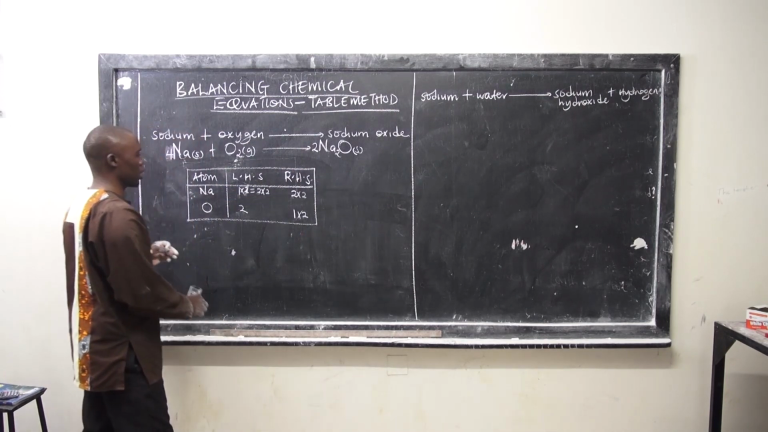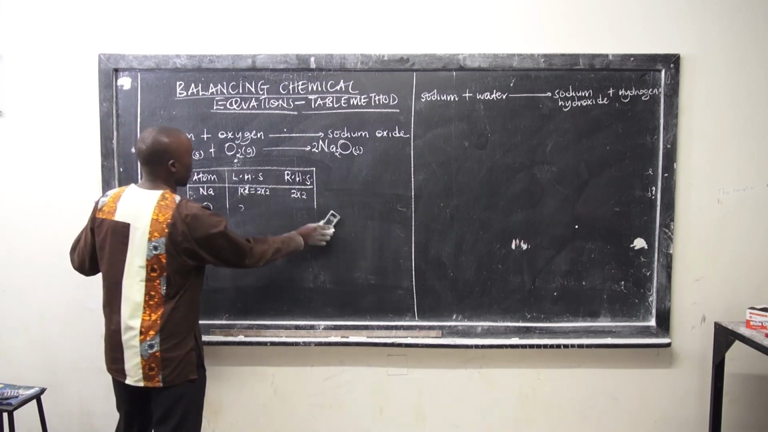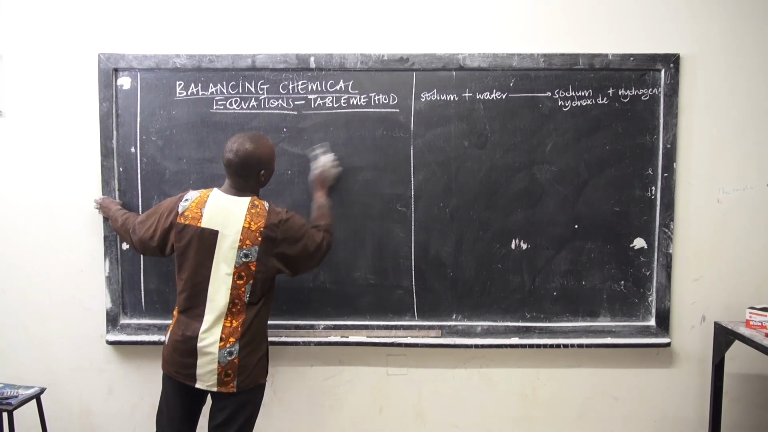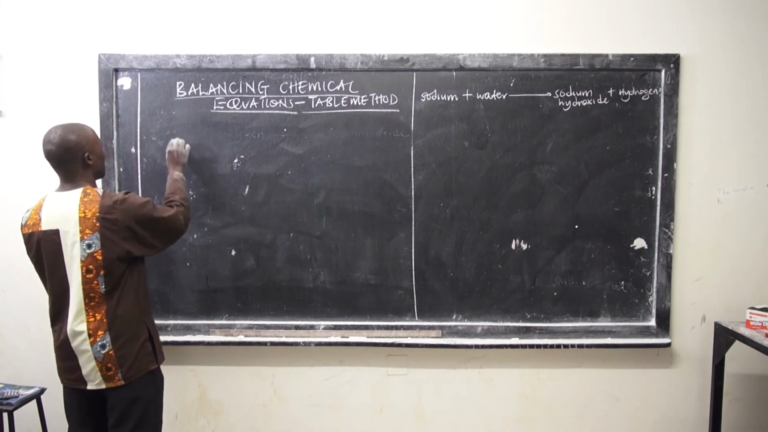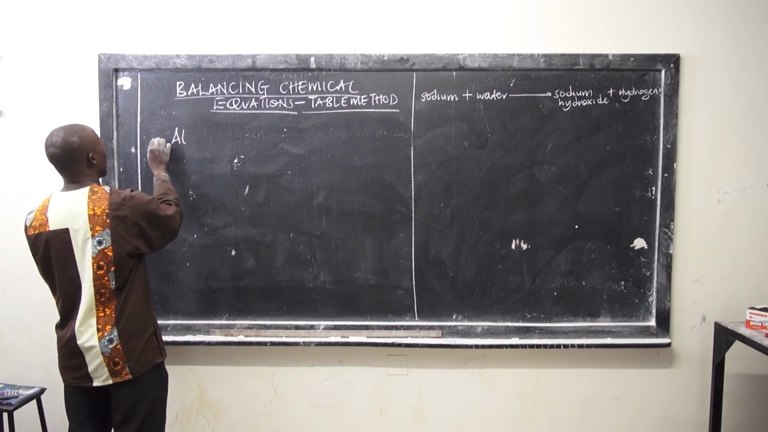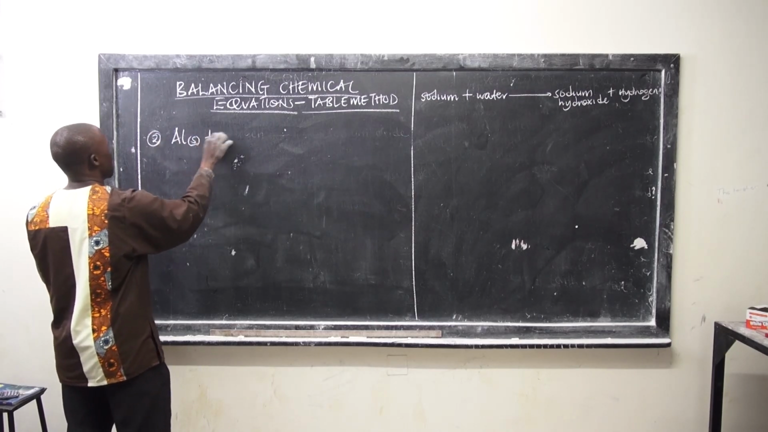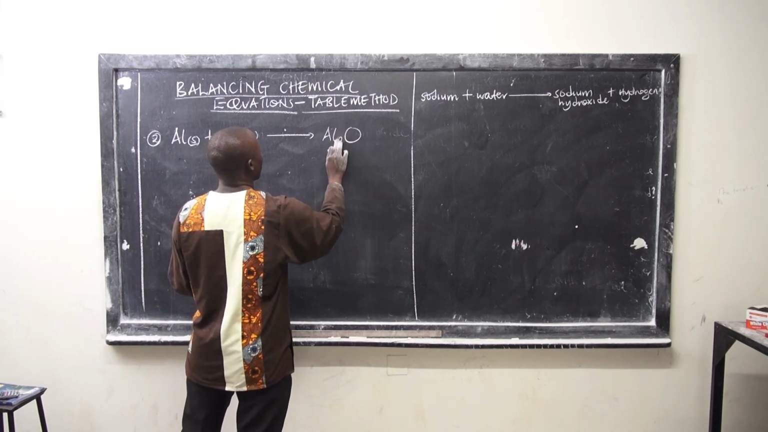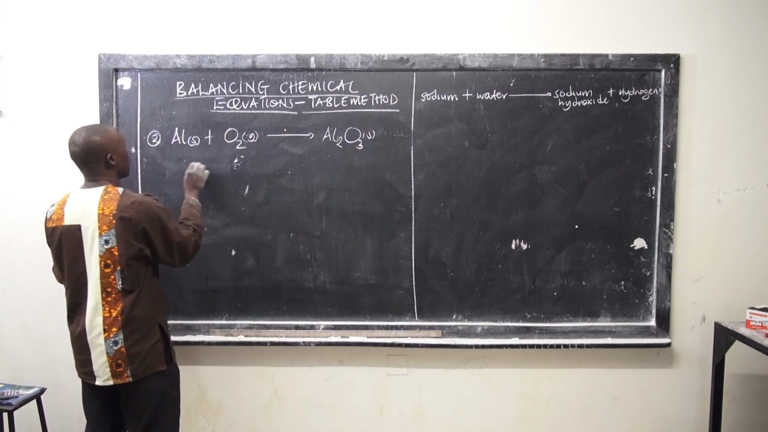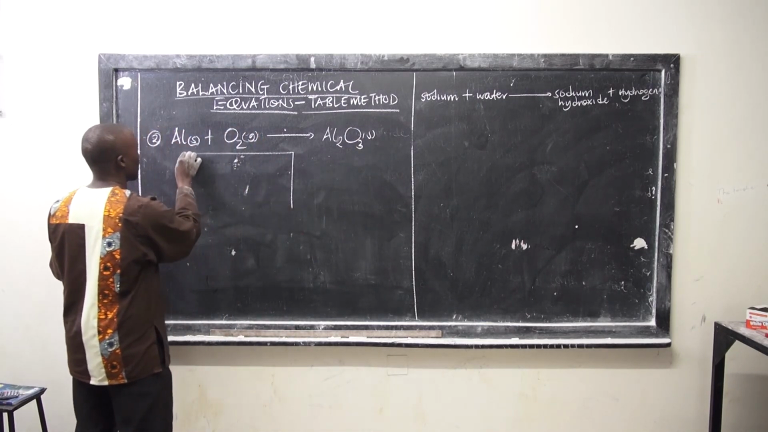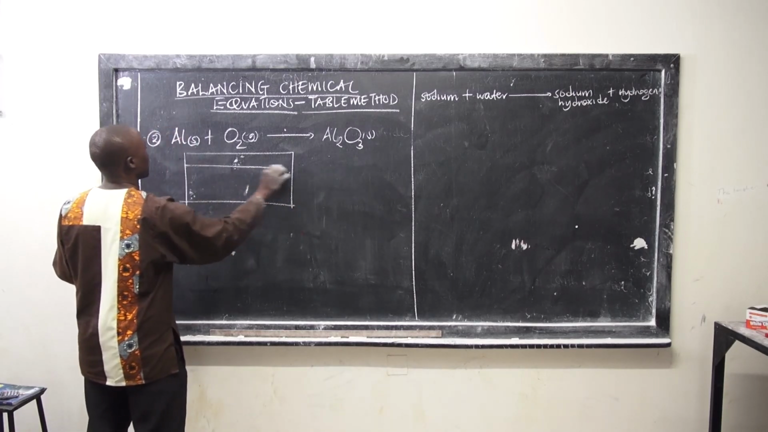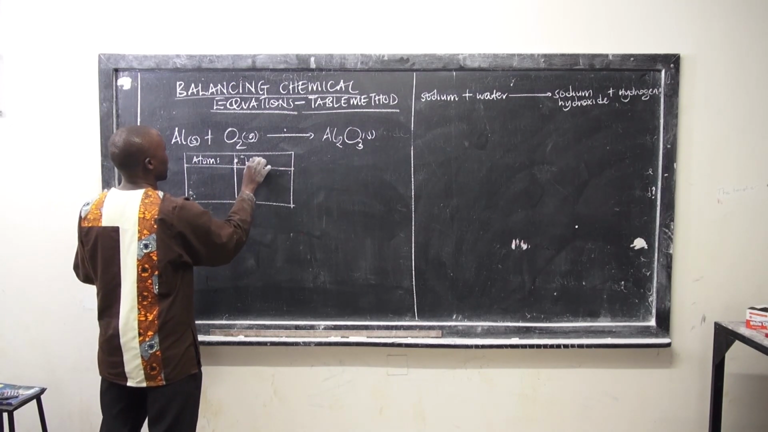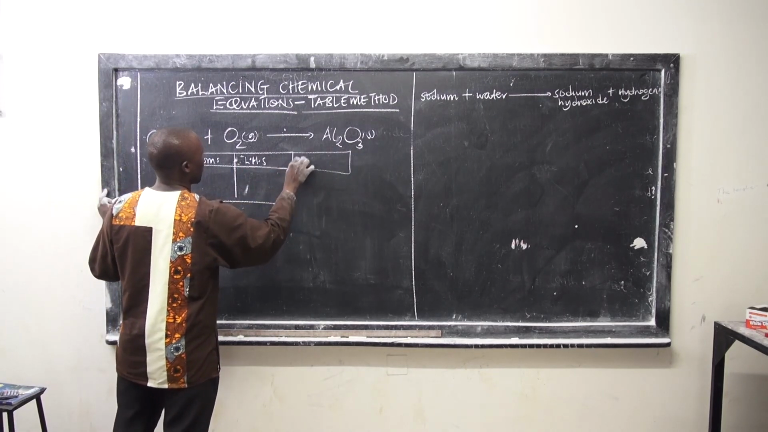Let's look at another example here. You can balance using multiplications; sometimes you can just add terms to the equation. So let's look at another equation, number 2. Aluminium plus oxygen gives us aluminium oxide. Looking at our table again, of course here are the atoms, here's the left hand side, then this way the right hand side.